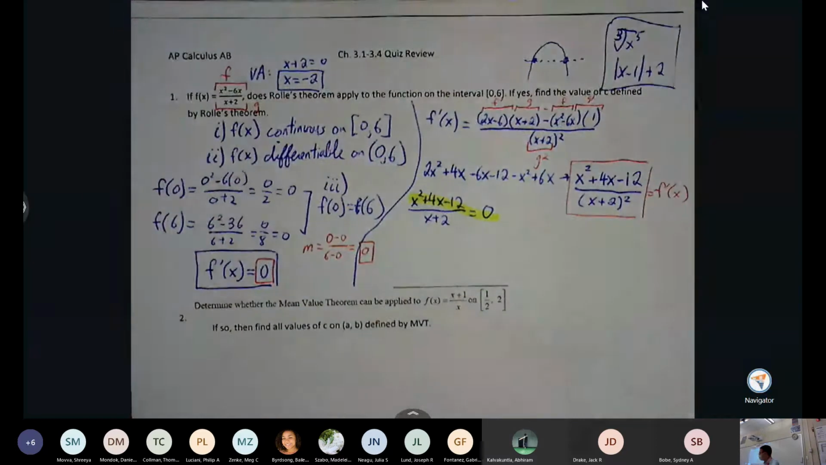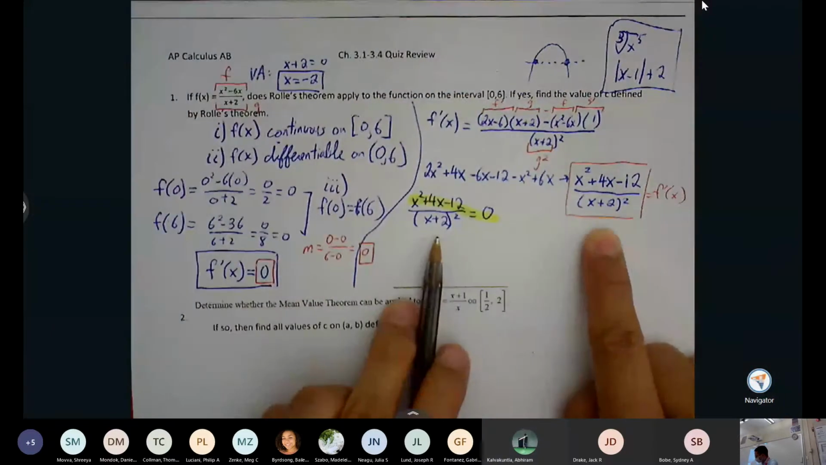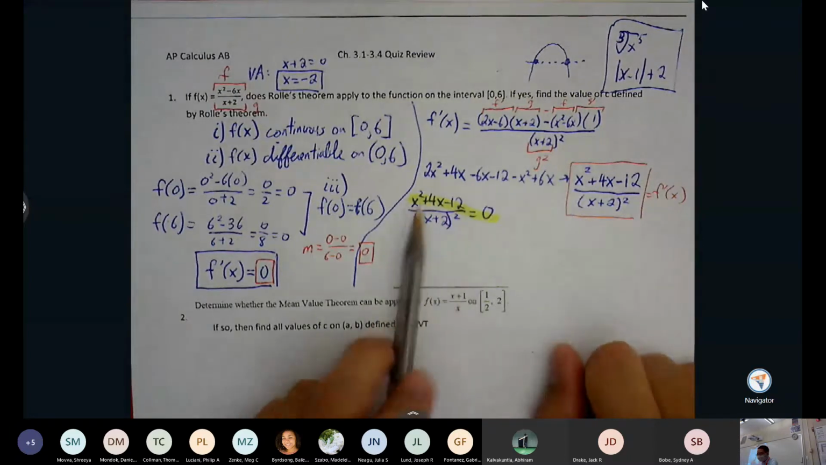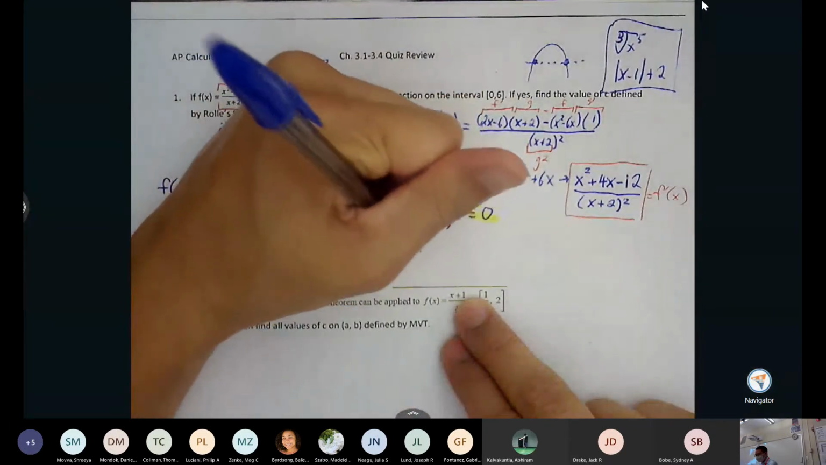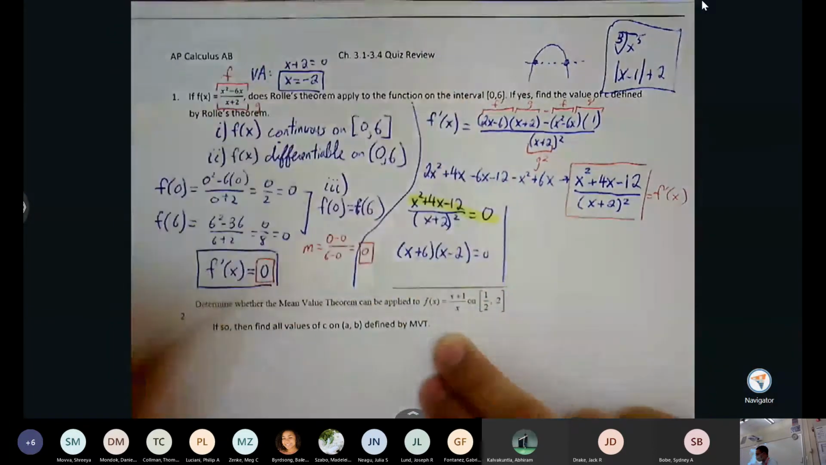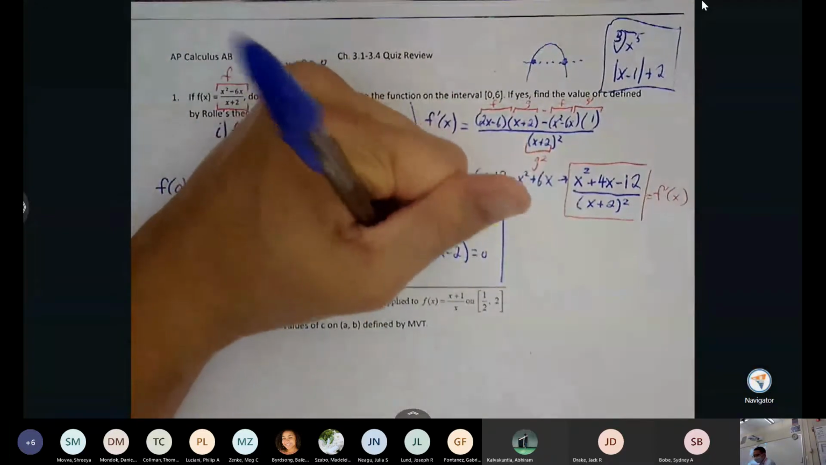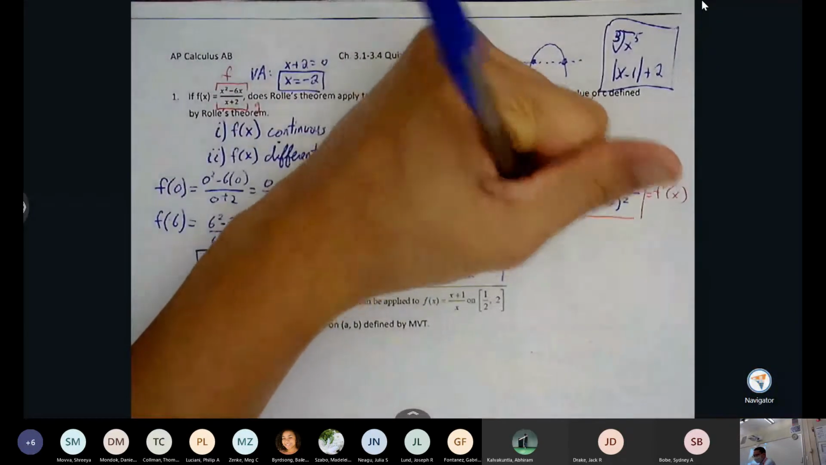Mr. Yang? Yeah. Why is x plus 2 not squared? Oh, sorry. You're right. Should be squared. Okay. But for our problem, we're only going to look at the numerator. So we can factor this out. Solve for x, we get -6 and x equals 2. So we have two potential c values.